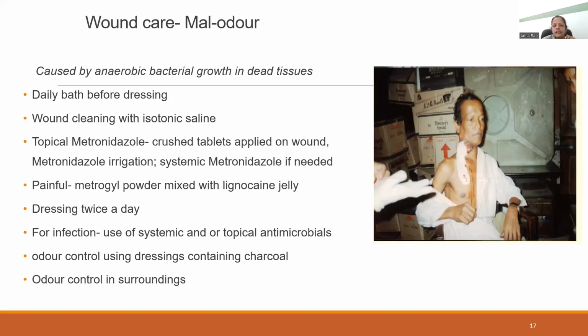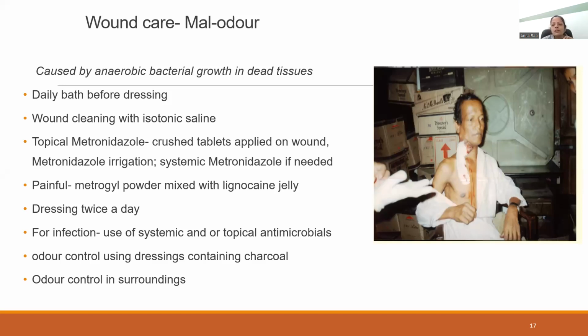Then for the odor in the room, what we can do is use the charcoal, keep the charcoal pieces under the bed of the patient. So that will help. Air freshener can also be used. Okay? And kapoor can also be used. Incense sticks can also be used.